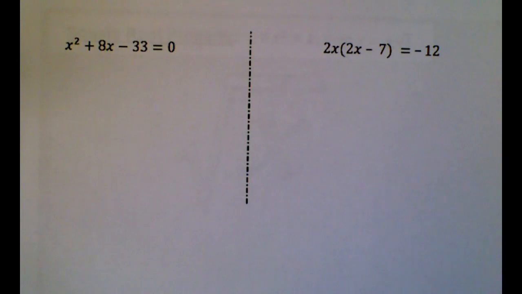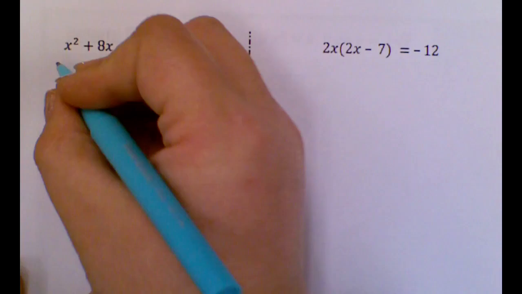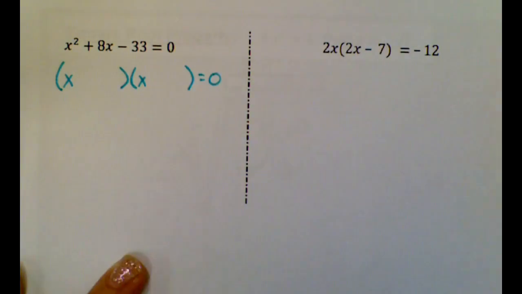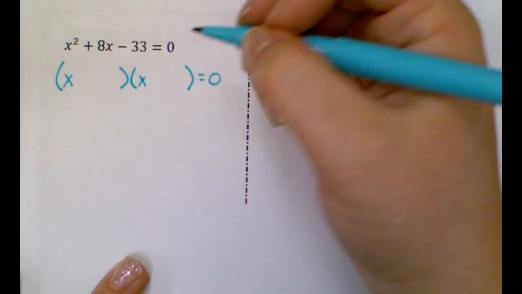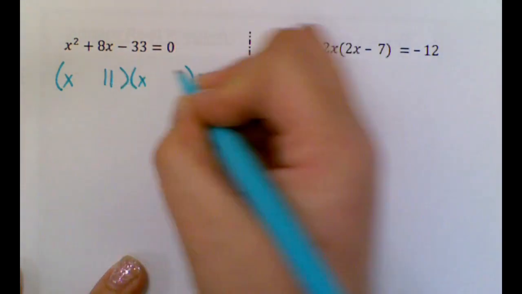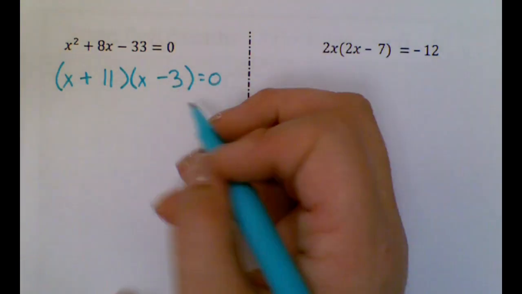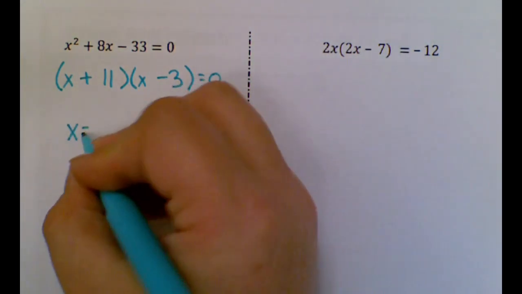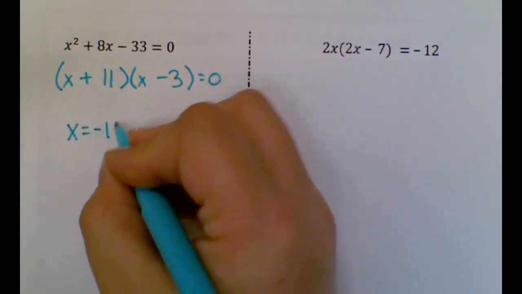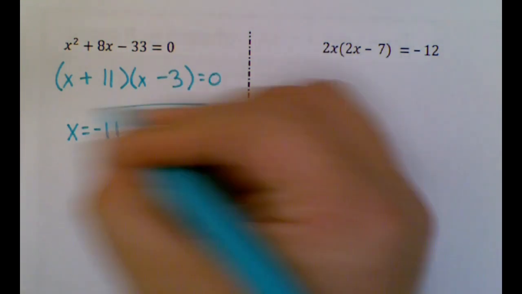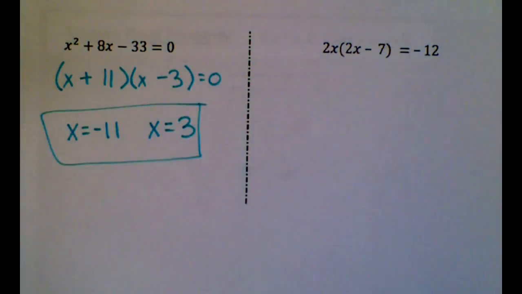All right, for this next one, we're going to start by factoring. The only way to break apart x squared is x and x. For 33, I can use 33 and 1, or 11 and 3. I'm guessing it's positive 11, negative 3. Our shortcut here, if they're just these factors, x equals the opposite of plus 11, which is negative 11. And the opposite of minus 3 is positive 3. There are our solutions.